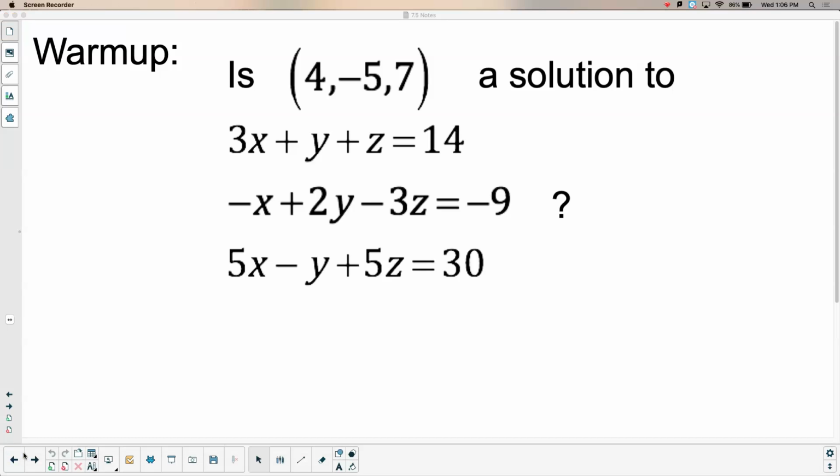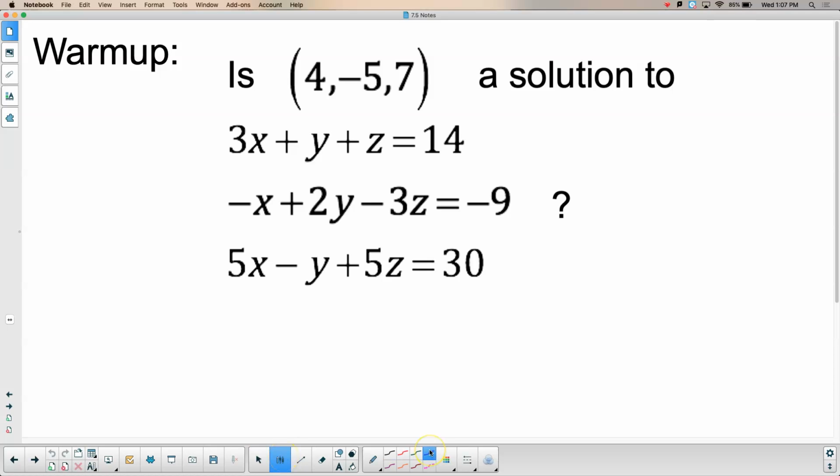Yay or nay? Yes, it is. No, it is not. No, Nick? Why not? Doesn't work on the second one. Works in the first one, all right? Okay. Let's check it in the first one just to make sure.